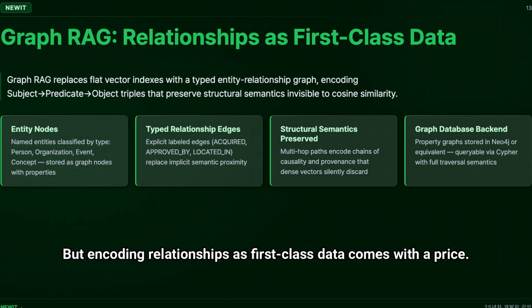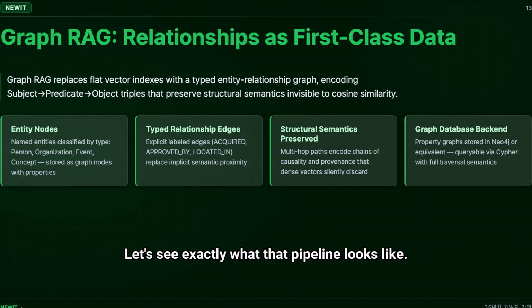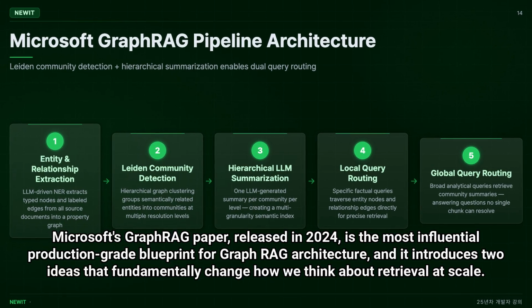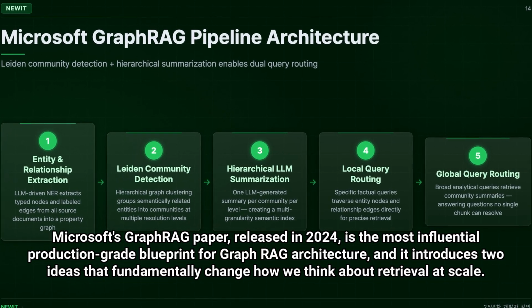answer reliably. But encoding relationships as first-class data comes with a price. Let's see exactly what that pipeline looks like. Microsoft's GraphRAG paper, released in 2024, is an influential production-grade blueprint for GraphRAG architecture, and it introduces two ideas that fundamentally change how we think about retrieval at scale.